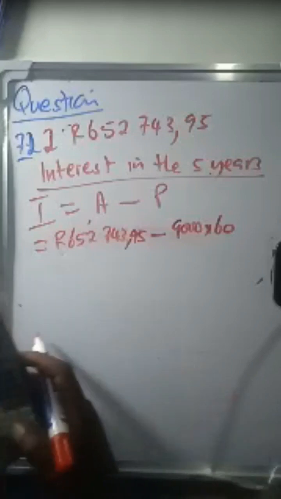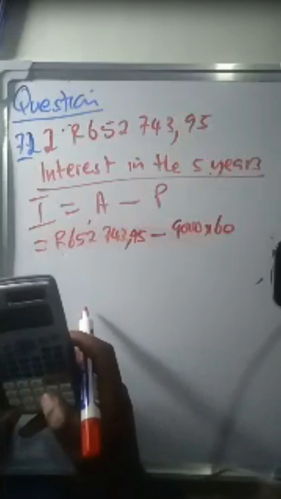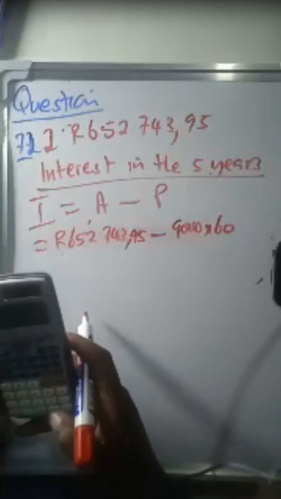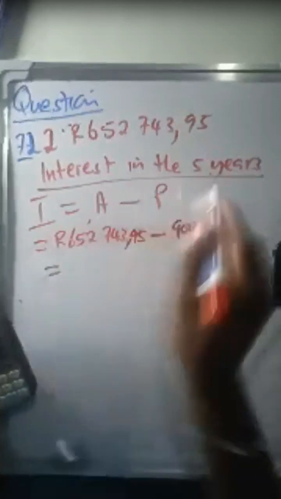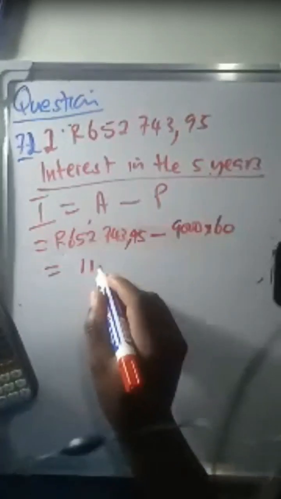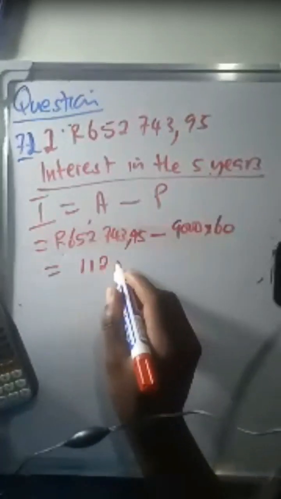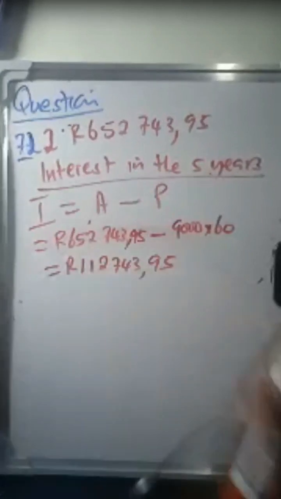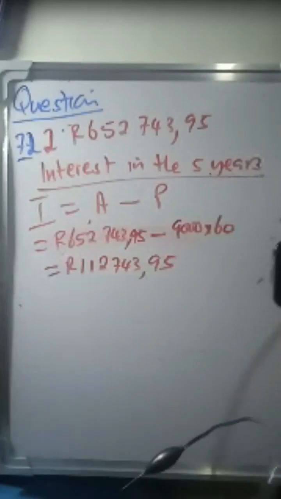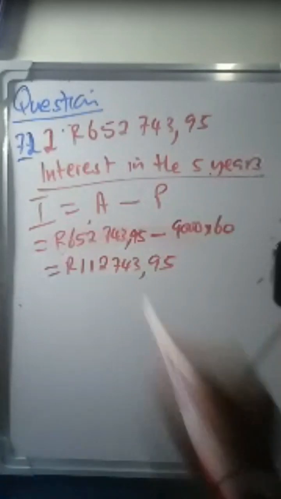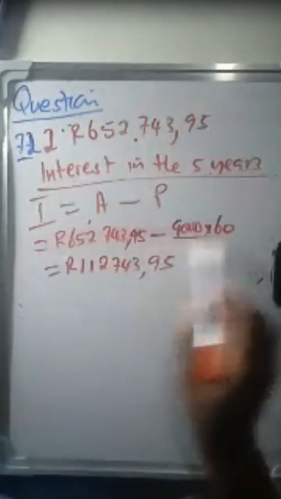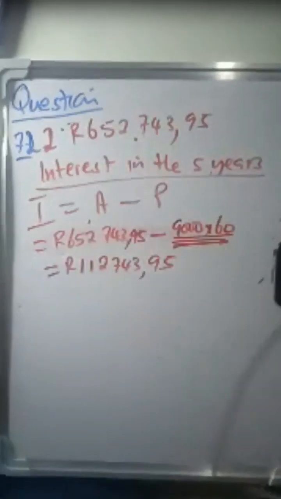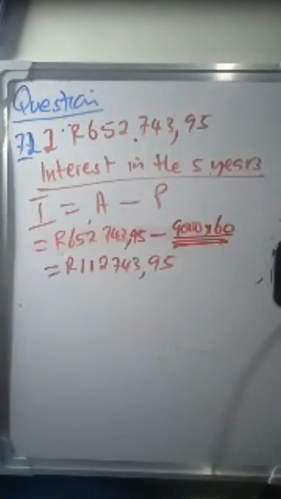With 9,000 multiplied by 60, we are going to get that the interest that was earned in the first 5 years was 112,743.95. That was the accumulated amount minus the amount that was invested, which is 9,000 times 60, because 9,000 was deposited 60 times. Then we go on.